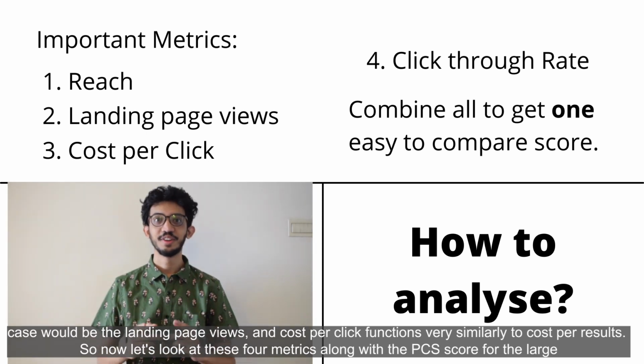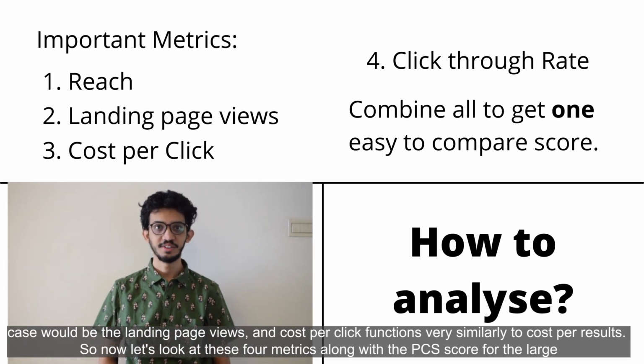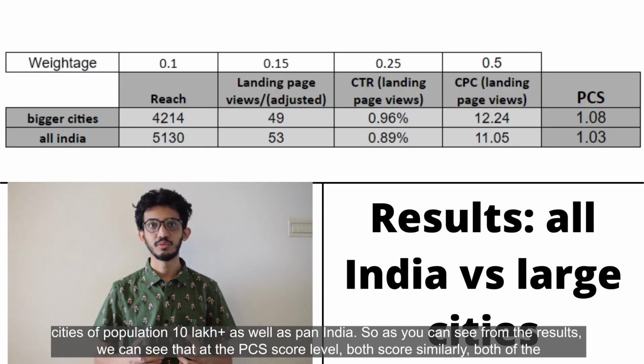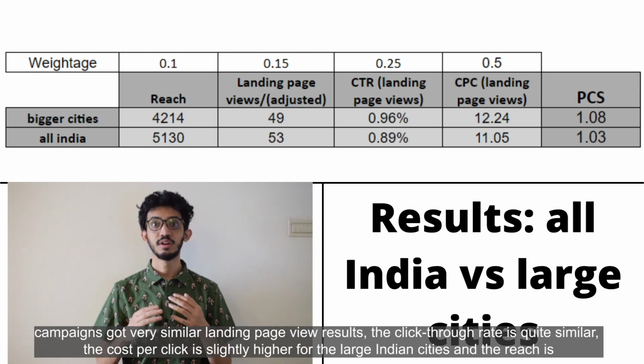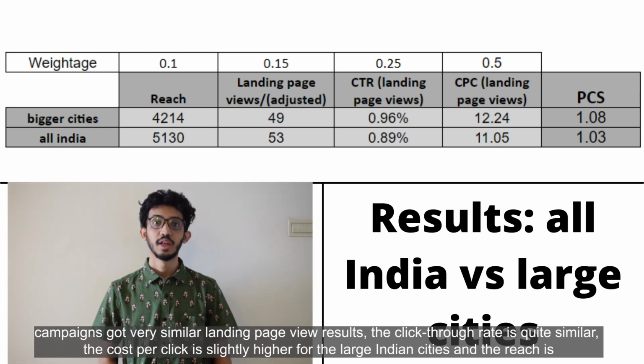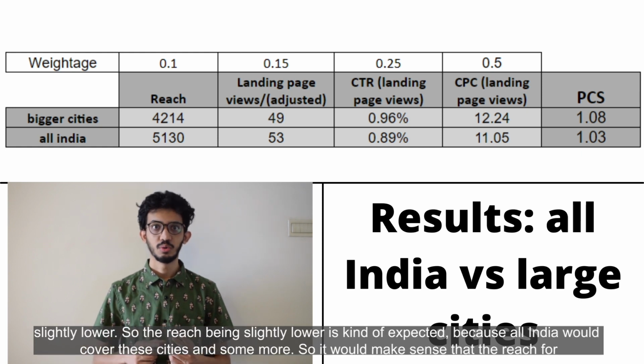Alright, so now let's look at these 4 metrics along with the PCS score for the large Indian cities with population 10 lakh plus as well as pan-India. As we can see from the results, at the PCS score level, both score really similarly. Both of the campaigns got very similar landing page view results. The click-through rate is quite similar. The cost per click is slightly higher for the large Indian cities, and the reach is slightly lower.